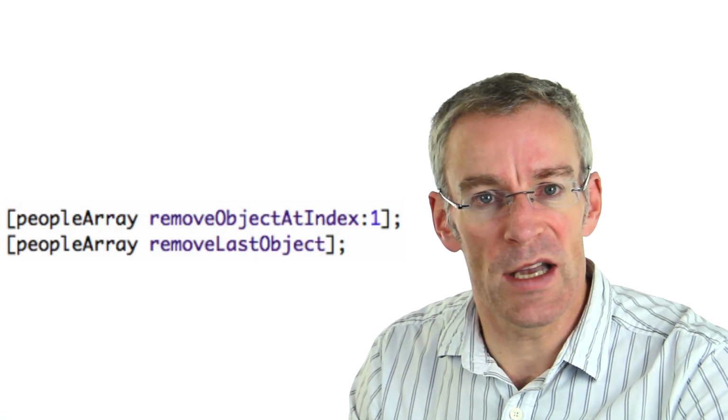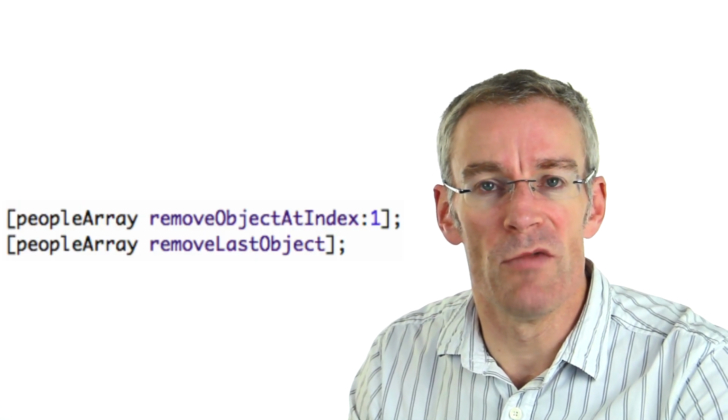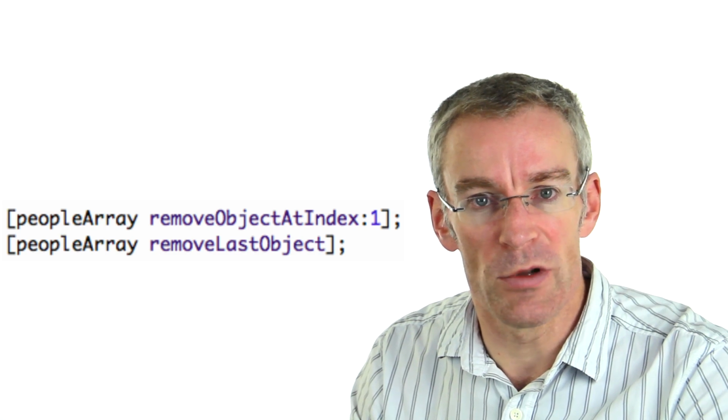We can also remove objects from NSMutableArrays. So again, we can remove objects at indexes, and also we can remove the last object from the NSMutableArray. The next collection class is called an NSDictionary.